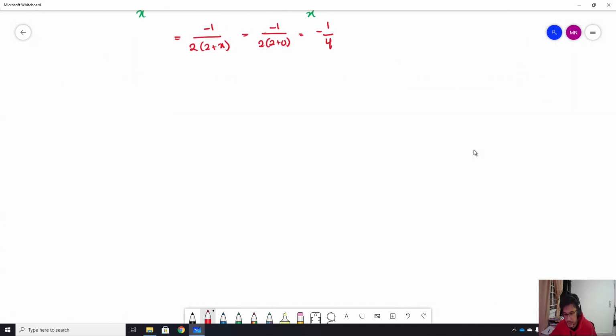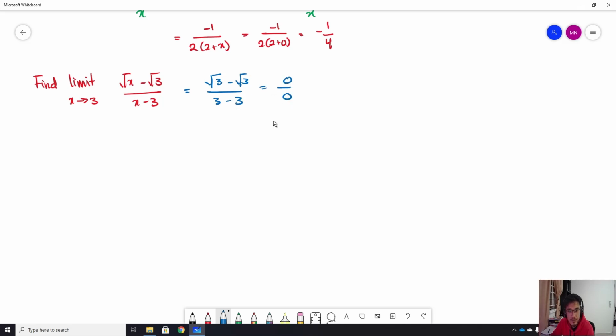Okay, now let's look at another example. Find the limit as x approaches 3 of square root of x minus square root of 3 over x minus 3. So if we substitute directly, we will get square root of 3 minus square root of 3 over 3 minus 3, which is equal to 0 over 0.